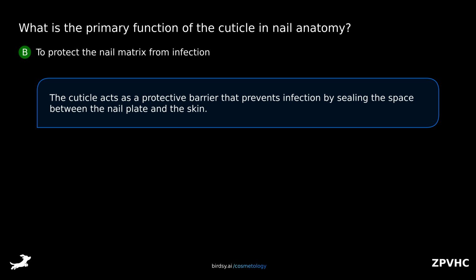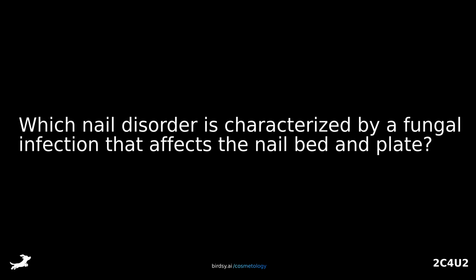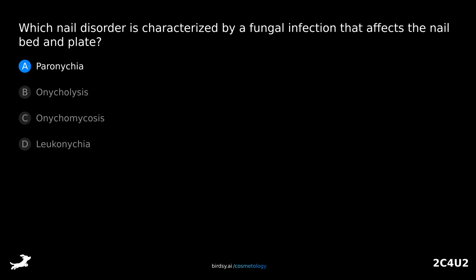The cuticle acts as a protective barrier that prevents infection by sealing the space between the nail plate and the skin. Which nail disorder is characterized by a fungal infection that affects the nail bed and plate? Is it A, paronychia, B, onycholysis, C, onychomycosis, or D, leukonychia? The answer is C, onychomycosis.